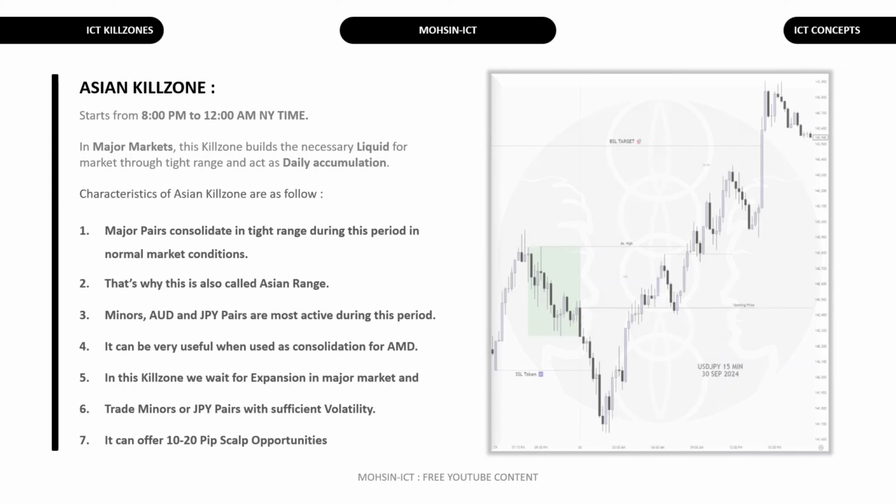This is the USD JPY 15-minute chart, 30 September 2024. You can see this tight consolidation with this green box. This is the Asian Killzone. Now this Killzone can act as consolidation when it's choppy price action or a very slow range, just like this. Now you can see after price took the sell side liquidity right here, it does this manipulation and then it reverses and goes to the other buy side target. Now this Asian Killzone might not be useful when it's alone, but when we combine it with the London and New York Killzones, it can be very useful.